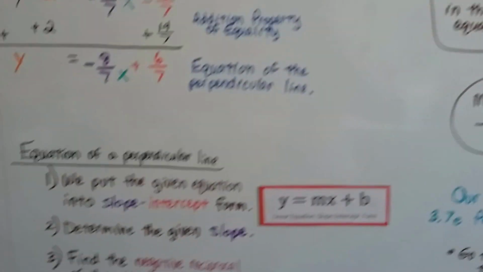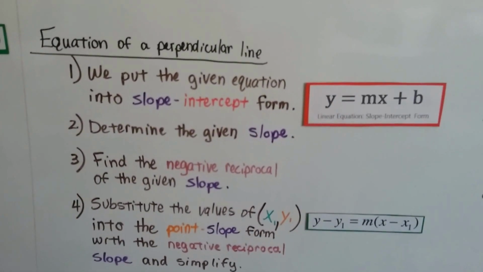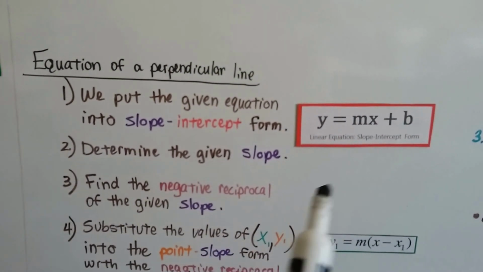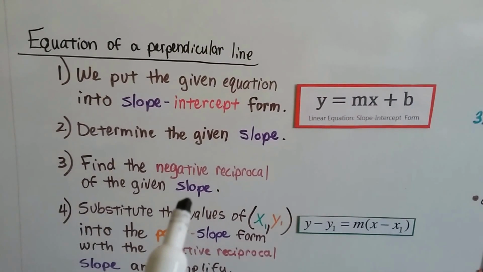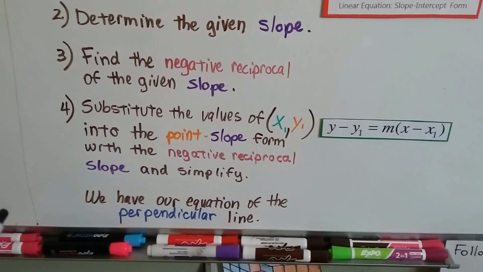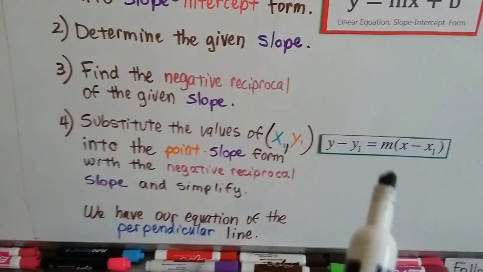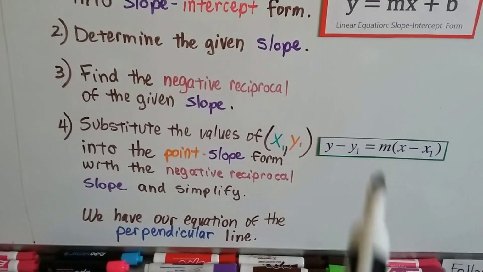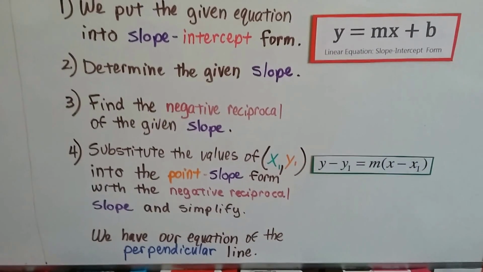So here's what we did. For the equation of a perpendicular line, we put the given equation into slope-intercept form. We determine the given slope, the m. We find the negative reciprocal of that given slope. Then we substitute the values of the point, the x1, y1, into the point-slope form with the negative reciprocal slope, and we simplify it. We have our equation of the perpendicular line.